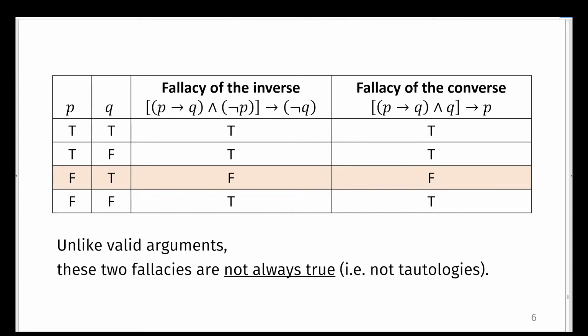So here are the fallacy of the inverse and the fallacy of the converse when displayed in a truth table. Unlike valid arguments where there's only one truth value, namely true, these two fallacies are not always true. In the highlighted case where P is false and Q is true, both fallacies become false. So the fallacies are not tautologies. And that is just the tip of the iceberg.